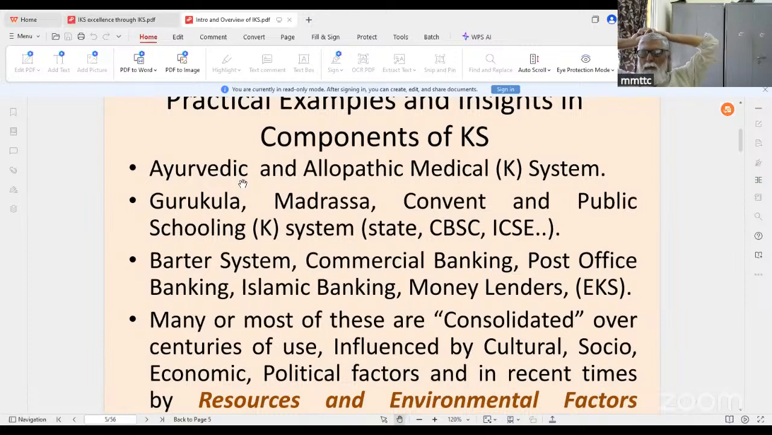Some of them are open. When you go to an Ayurvedic doctor, he will say get a scan report. He may prescribe Ayurvedic medicine, but he will allow for an allopathic strategy to be used. So this is how openness and closeness in knowledge systems happen.